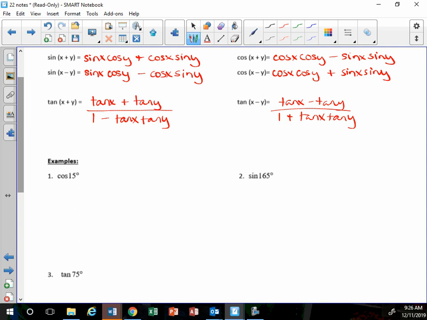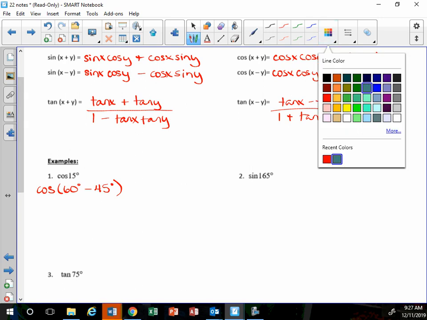Okay, so the first one here, cosine of 15 degrees. Is 15 something we know on our unit circle? No, it is not. But do we know two angles that we could add or subtract that would give us 15 degrees? 60 minus 45, that works. Do you think 60 and 45 are the only two angles you could pick? No, there's tons of options, and you will get the same answer no matter what you pick. I'm going to go with 60 minus 45.